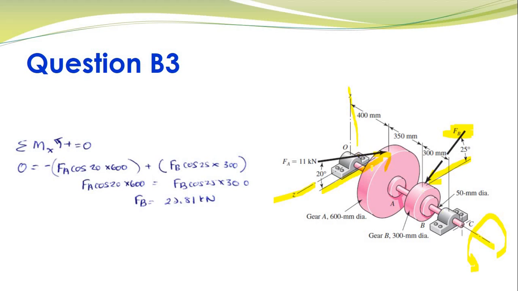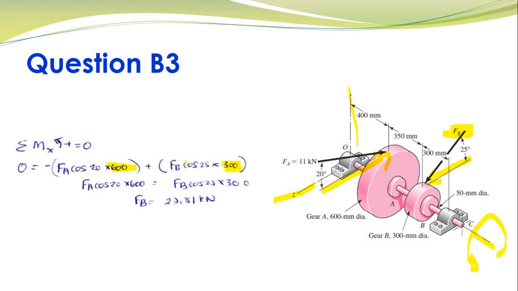So we take the sum of moments. We have 0 equals the horizontal component of Fa, given by Fa cos 20, and this force is acting on this gear which has a diameter of 600 mm. Sometimes you can take the radius or you can take the diameter, but you'll notice that I'm taking the diameter of the gears here. I'm not taking diameter here and radius there. Both of them can be diameters or both of them can be radius.